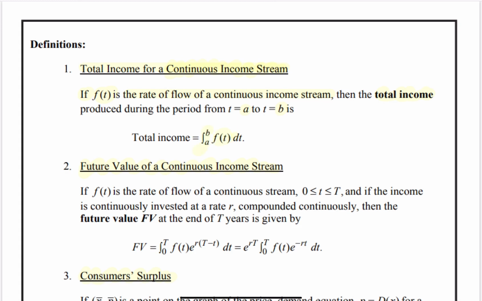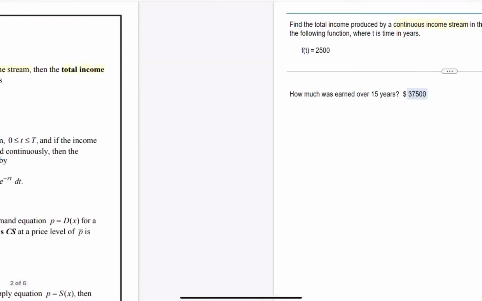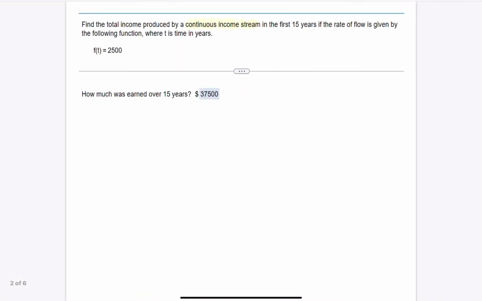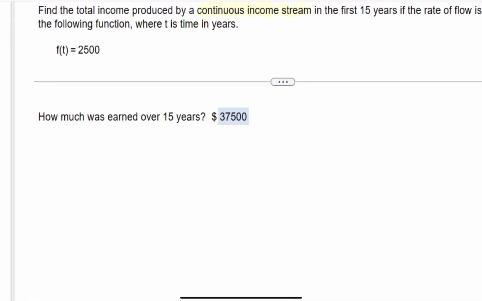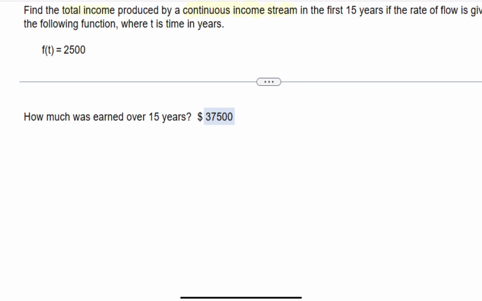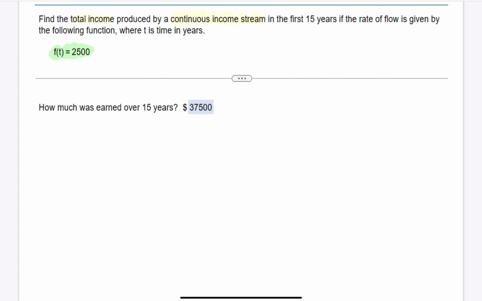So this is what you need to have on your notepad or your note card when you're taking the test. Again, integral is the cumulative value of the area under the curve. So here they're asking me for total income produced. So to do that, I will go ahead. Do I have my function? Yes, I do, with the following function. The rate of flow is given by this function. So all I have to do is integral a to b.